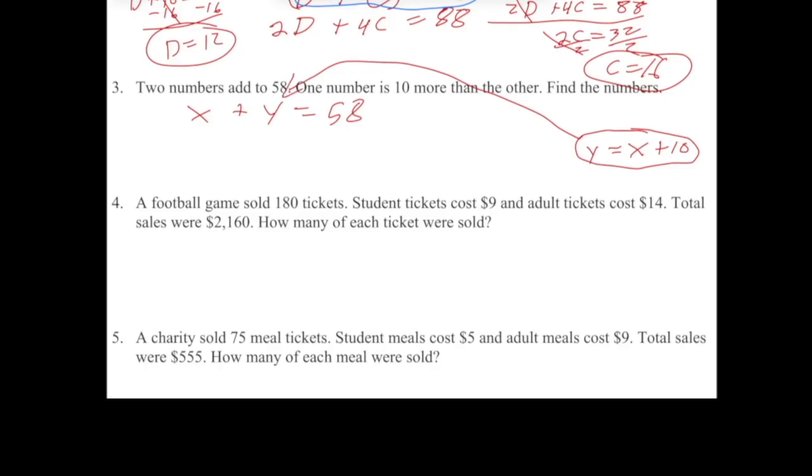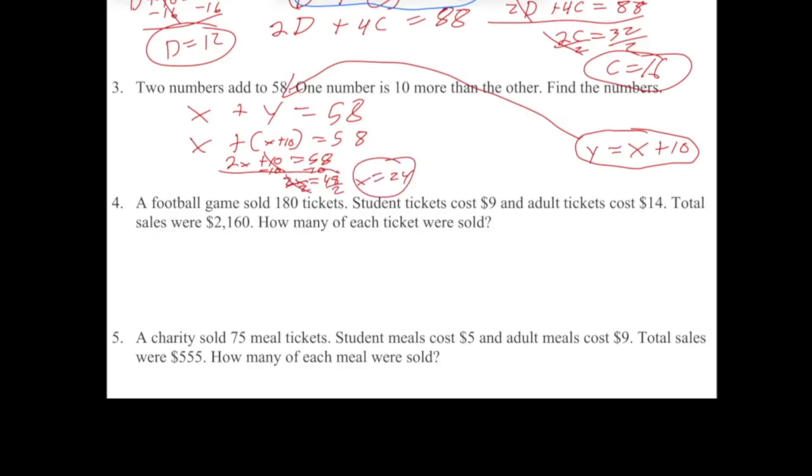So now what I'm going to do is write this as x plus, now instead of y, what is y? Y is x plus 10. And that's all going to equal 58. When I add them all together, I get 2x plus 10 equals 58. I'm going to subtract 10 from both sides. I'm going to get 2x equals 48. I'm going to divide by 2, and I'm running out of space, and my x is going to equal 24.